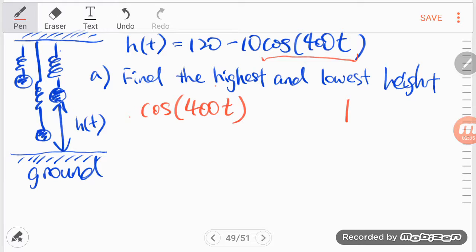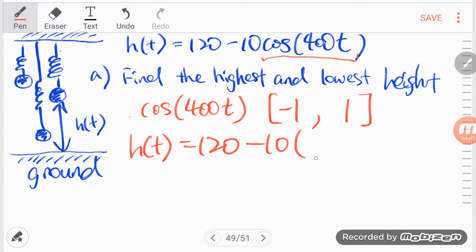So what's the smallest cosine value? That would be negative 1. Right? So the smallest value could be negative 1, and the biggest value could be 1. Now with these two values, one of them is going to give me the highest, another one is going to give me the lowest. So let's see. If my h of t, and the 120 stays there, the minus 10 stays there. Now, let's say today I want to find, instead of h of t, I'm going to say h, biggest. So this is the biggest height, okay? We're talking about the highest for now.